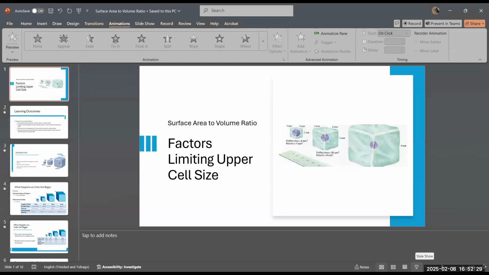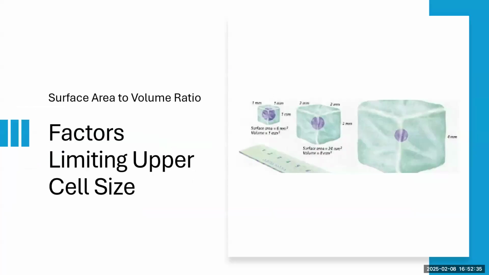And what we are going to do is take a look at factors limiting upper cell size. So let me just put it on nice and big so that we all can see, right? So of course we will have learning outcomes for today's exercise, right?